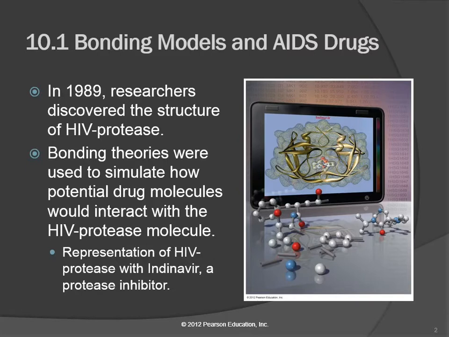Way back in 1989, and that seems a lot longer ago to you than it does to me, researchers discovered the structure of HIV protease. This was really important because then they were able to develop drugs to inhibit this protease and to really help stop the AIDS virus in its tracks. It was bonding theories that helped them simulate how potential drug molecules would interact with the HIV protease molecule. And here we have an illustration of the HIV protease and the models of some of the drugs that were tried.